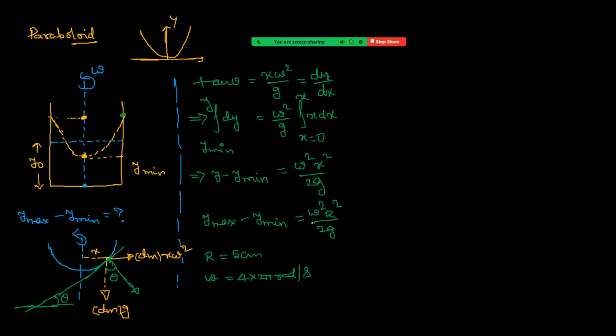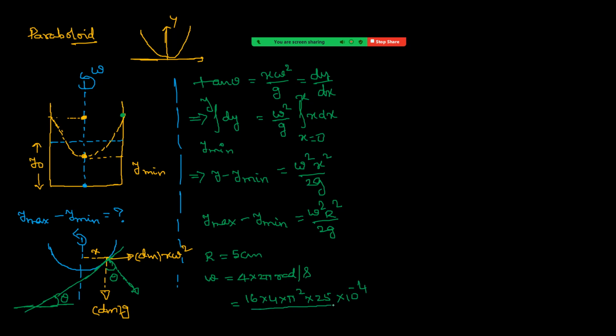See how much we get. That value equals omega square, 16 into 2 pi, that is 4 pi square, that is omega square, r square. R square is 25 into 10 power minus 4. Sorry, 25 centimeter, right? 10 power minus 2, so 10 power minus 4, right?